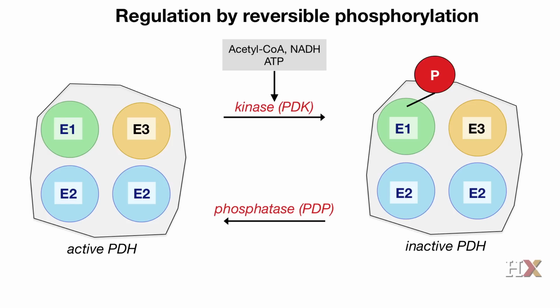At a low energy state, for example, when there is muscle contraction, the reaction substrates, pyruvate and ADP, will inhibit the kinase PDK, preventing further inhibition of the PDH complex. And calcium, which is released during muscle contraction, will activate the phosphatase, therefore activate PDH.